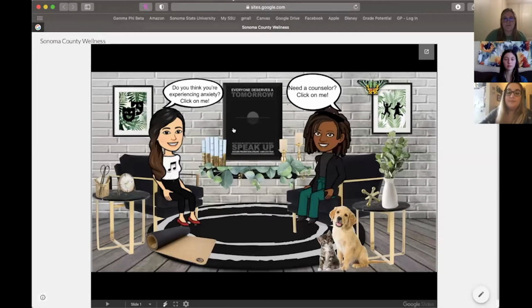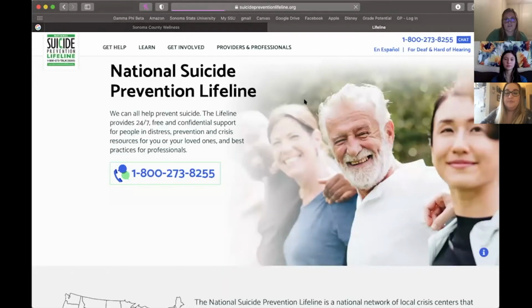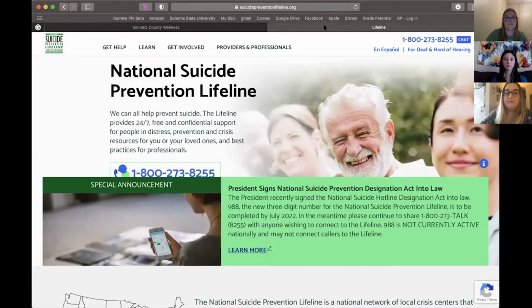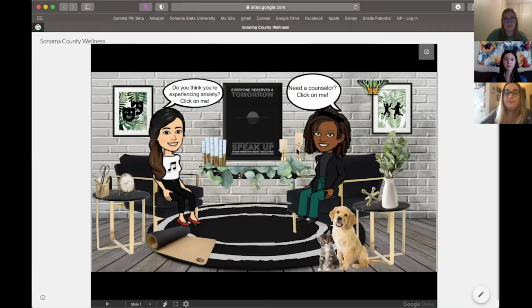And we also have here the suicide prevention poster. So if you click on this, it brings you to a link that shows the hotline as well as other available resources for suicide prevention. And then if you click on your counselors here, this one gives you a link to the Sonoma County counselors, and this one will give you a test to see if you are experiencing anxiety. And with these resources, we're hoping that schools and teachers will be better prepared to help their students.